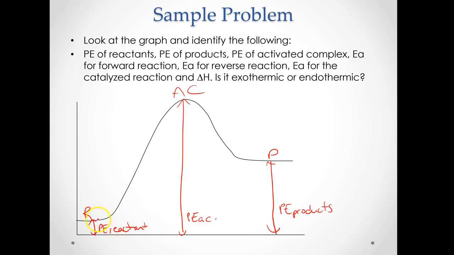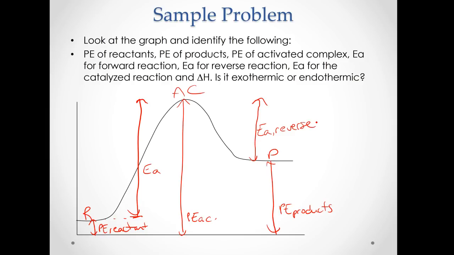In order for the reactants to turn into products, they have to climb this very large hill. That is referred to as activation energy, from where the reactants are to the top of the hill. If the reaction goes in reverse, and we're going to start talking about reversible reactions, my products can turn backwards into my reactants by climbing a much smaller hill.